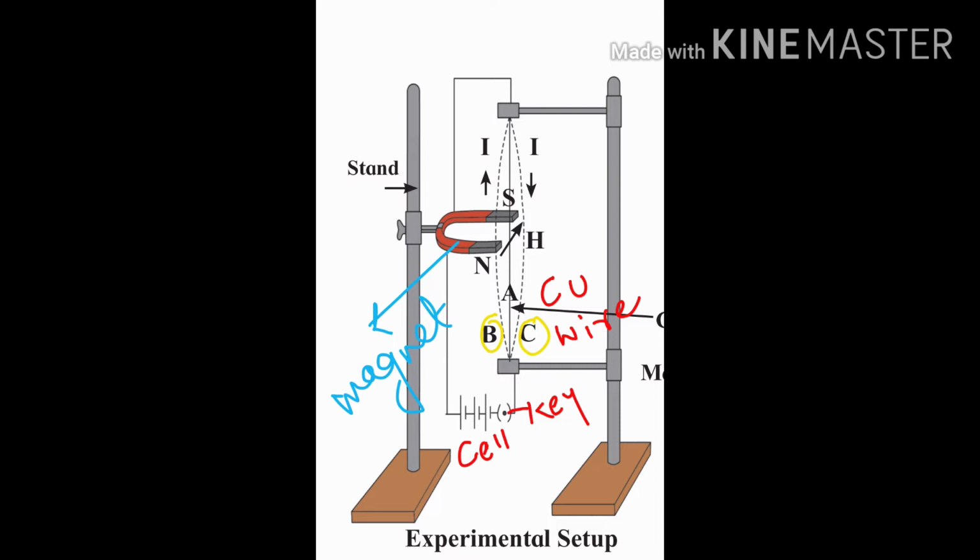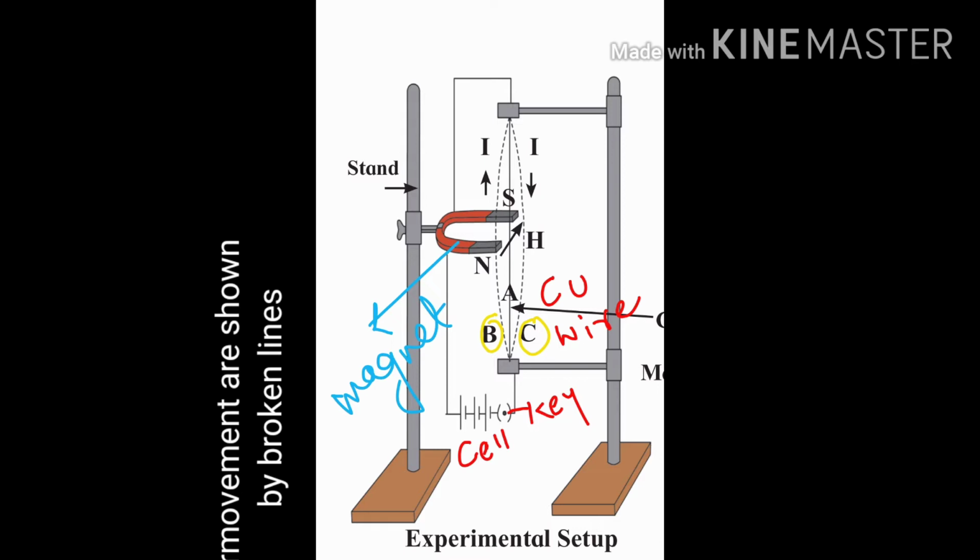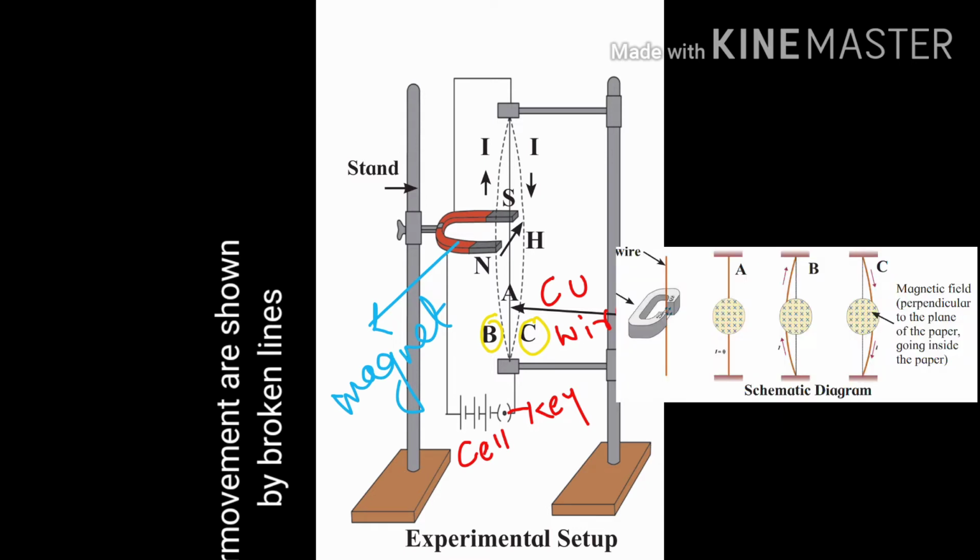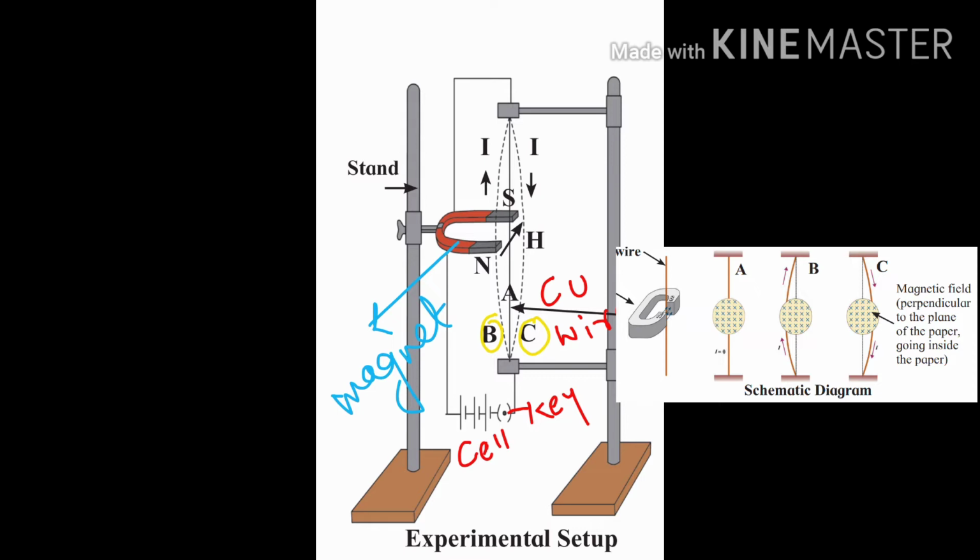Let's see this with a little activity. In this experimental setup, in this diagram, you can see there are two stands, one tied with a magnet and another tied with a copper wire. Here, you can see the circuit is completed by applying a key and a cell to give the current. When the current starts to flow in the conductor, that is the copper wire, there is some movement in the copper wire. You can see here the direction of the magnetic field is from north to south.